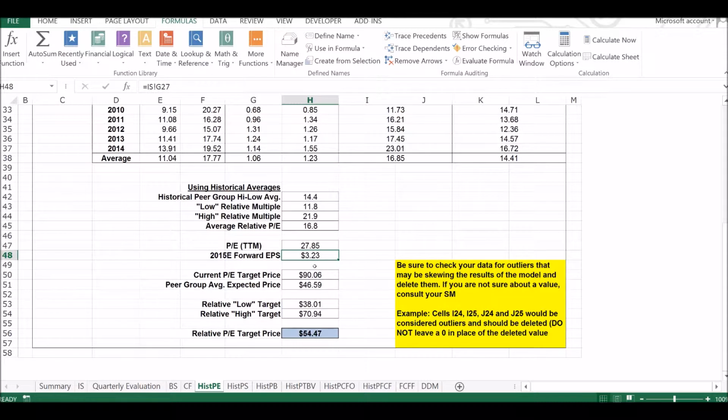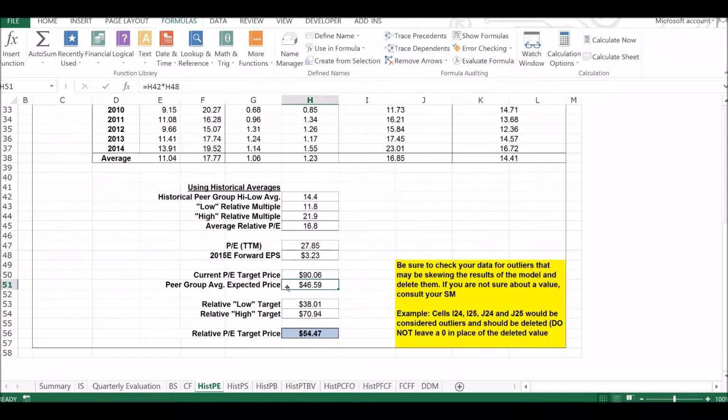So what you're essentially doing is taking the trailing 12 months price to earnings ratio, multiplying it by the forward-looking earnings per share. And what that does is it comes up with the price expected based on your forward-looking earnings per share. And then it also looks at the peer group average expected.